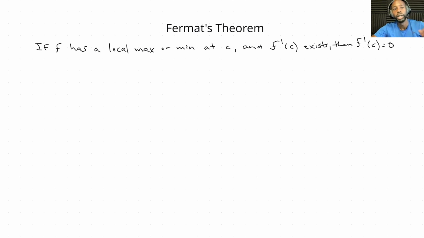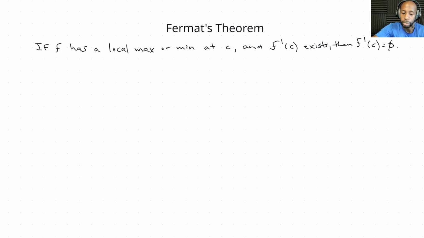So let's read that again. If some function f has a local maximum or minimum value at point C, and the derivative at C exists, then you can say that the derivative at point C is equal to zero. So if there's a maximum or a minimum at C for a particular function, and the derivative exists at that function, then you can automatically know, per se, that the derivative at that point is equal to zero.